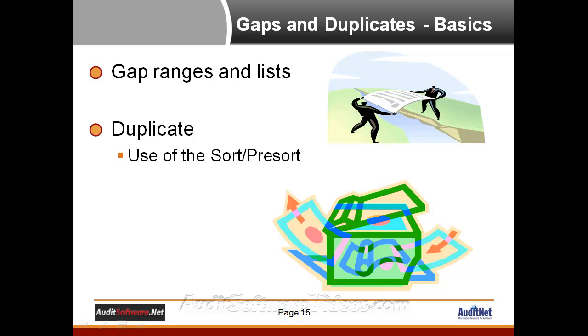Now, on the duplicate side, what we'll see is that to run a quick duplicate test is not that hard in ACL, and basically just make sure in all of these functions, gaps, duplicates, that there is some sort of pre-sort or sort happening prior, and ACL again generally takes care of that for you, which is nice.